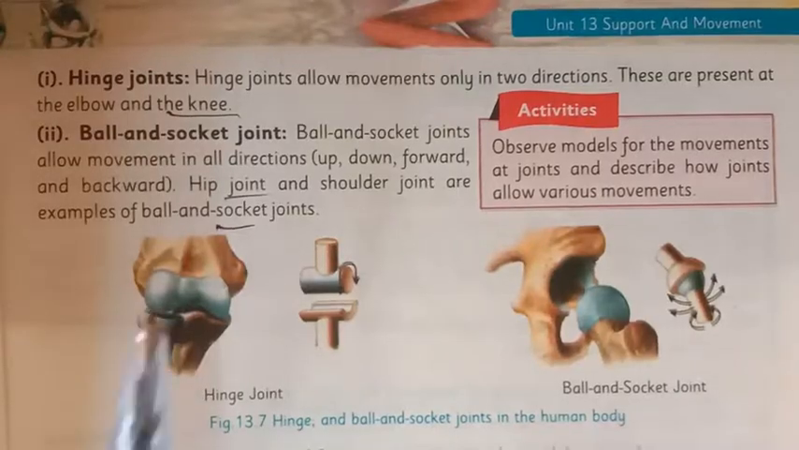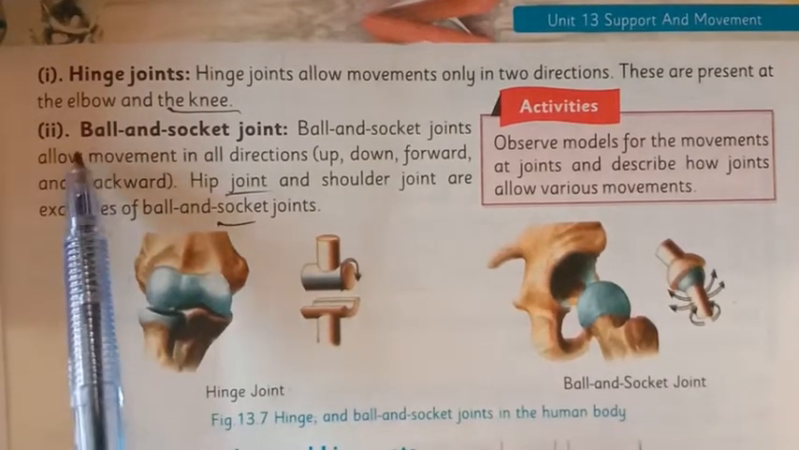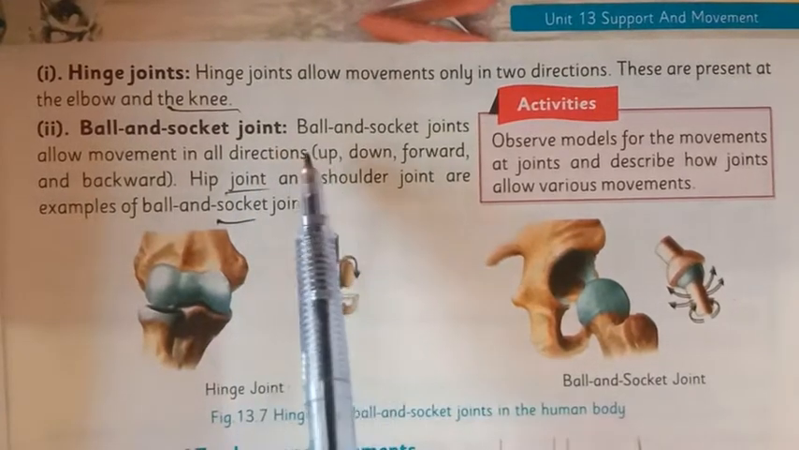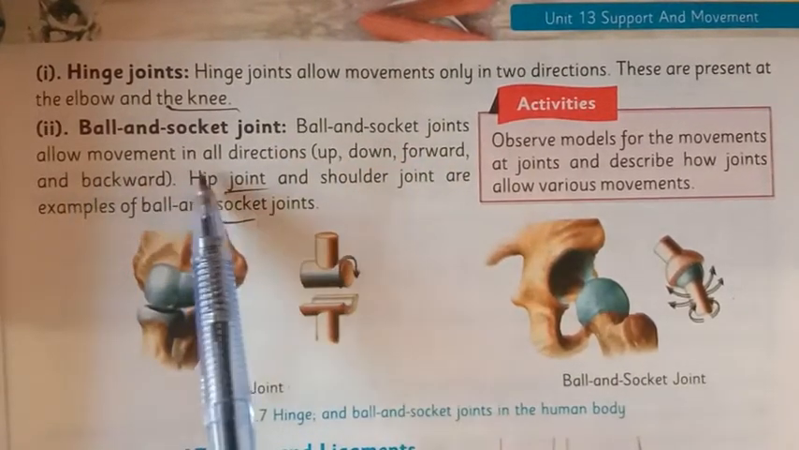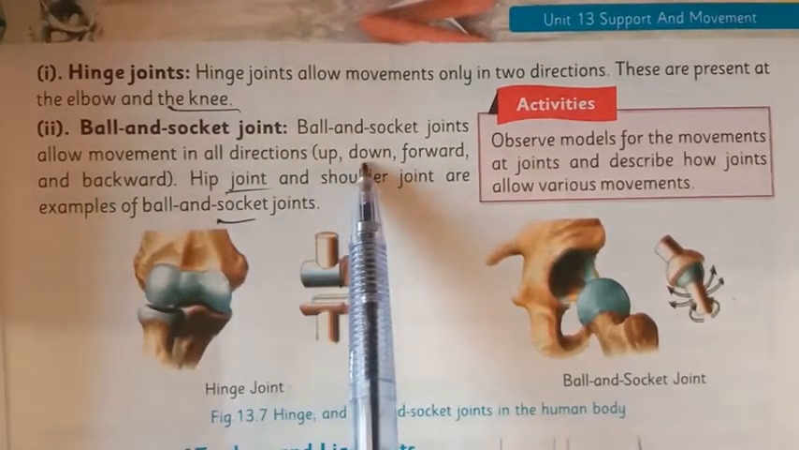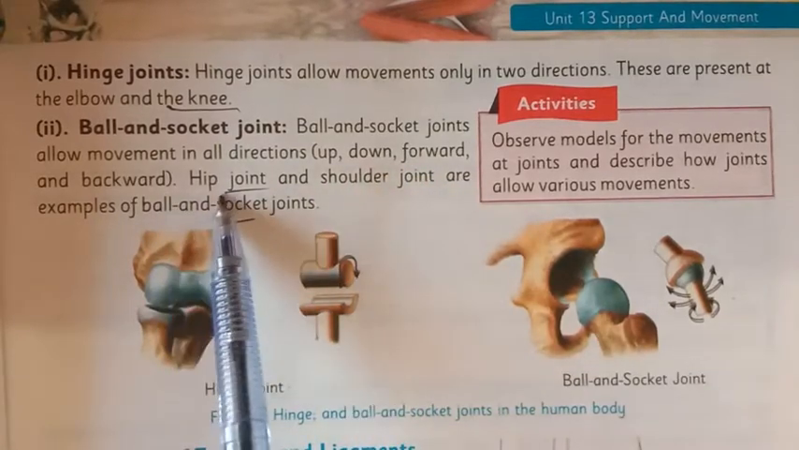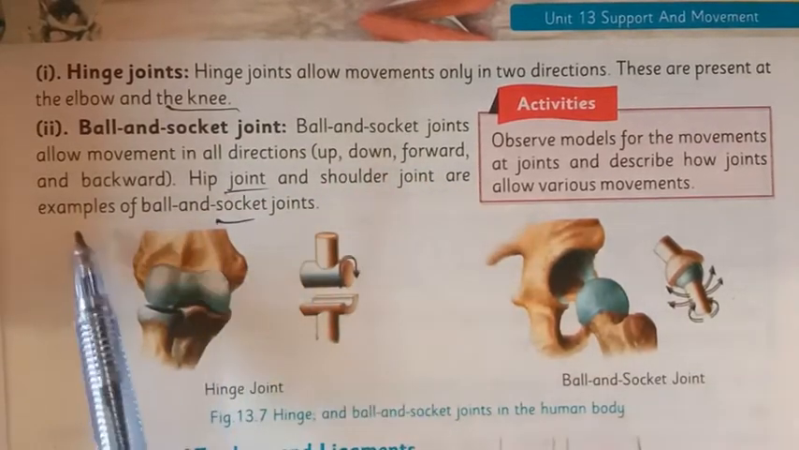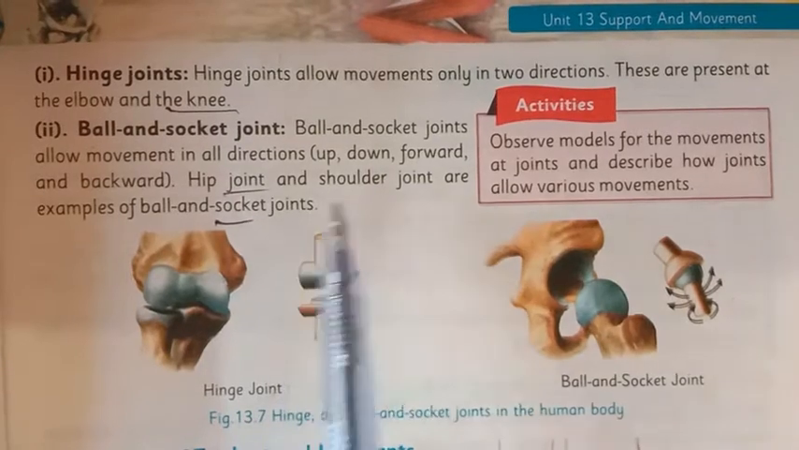The second type of freely movable joints is the ball and socket joint. Ball and socket joints allow movement in all directions: upward, downward, forward, and backward. Hip joints and shoulder joints are examples of ball and socket joints.